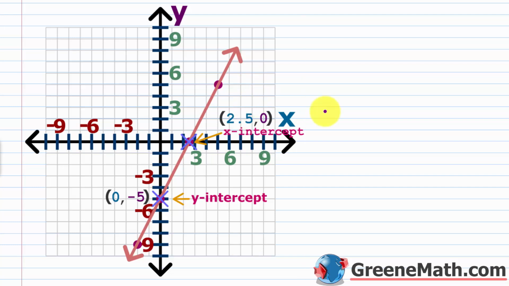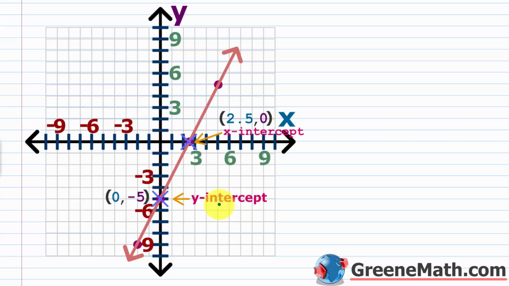So let me erase this, and we'll say again we had y equal to what? It was 2x minus 5. And what I would do is plug a 0 in there. 2 times 0 is 0. I'm just left with negative 5, right? So if x is 0, y is negative 5, so that's my y-intercept.